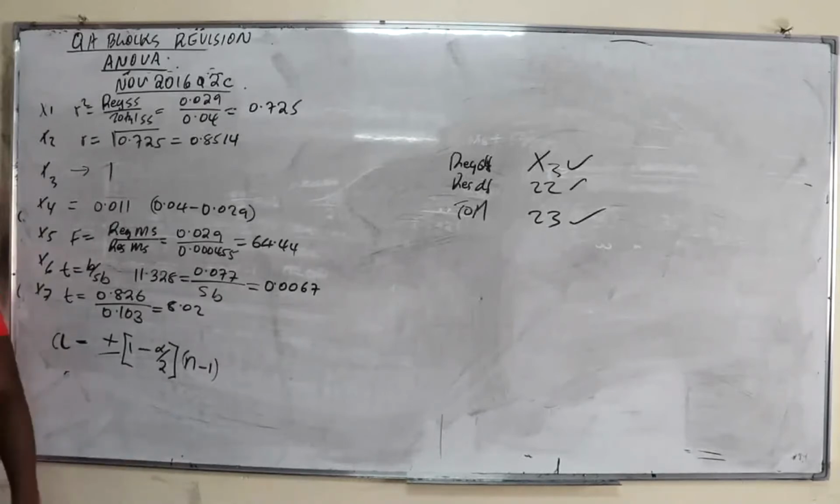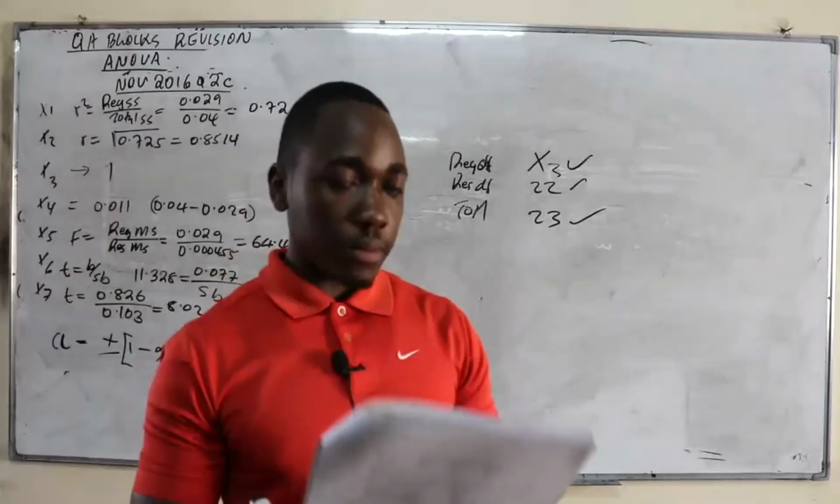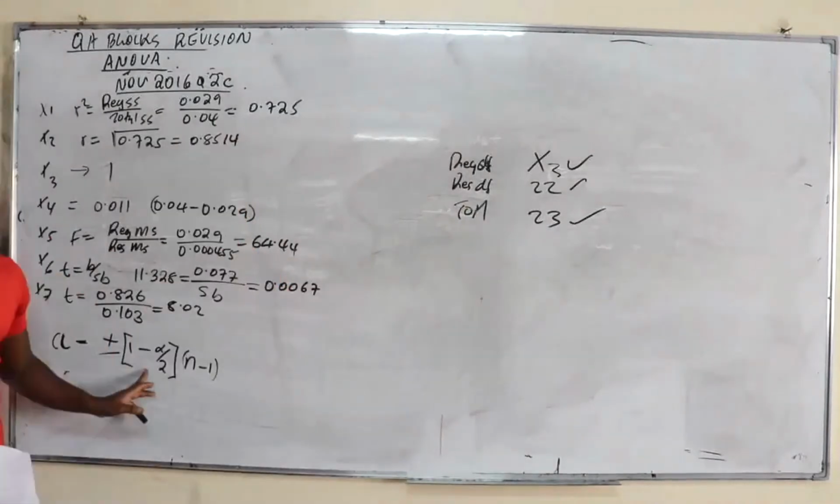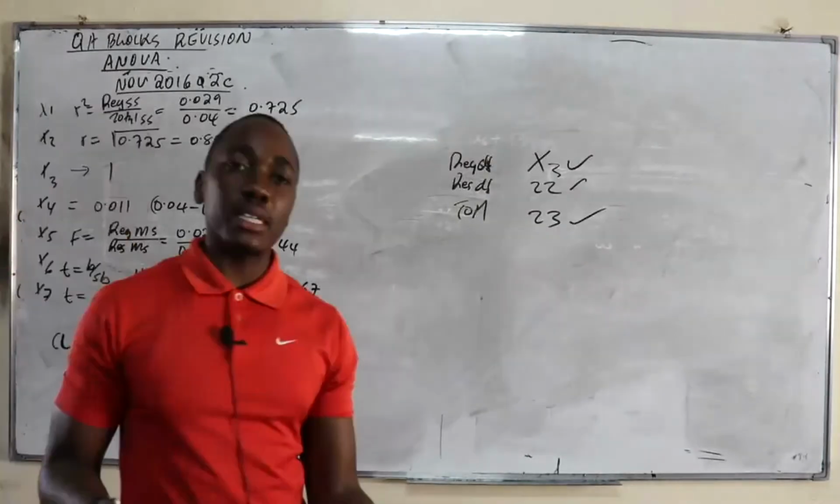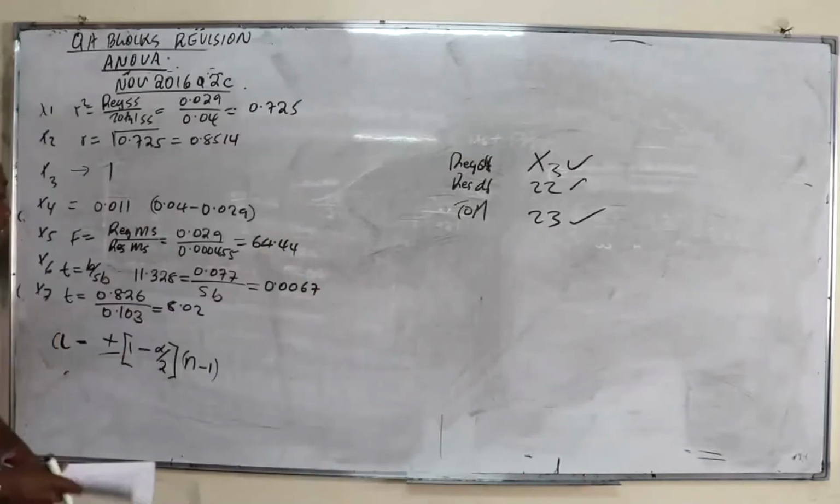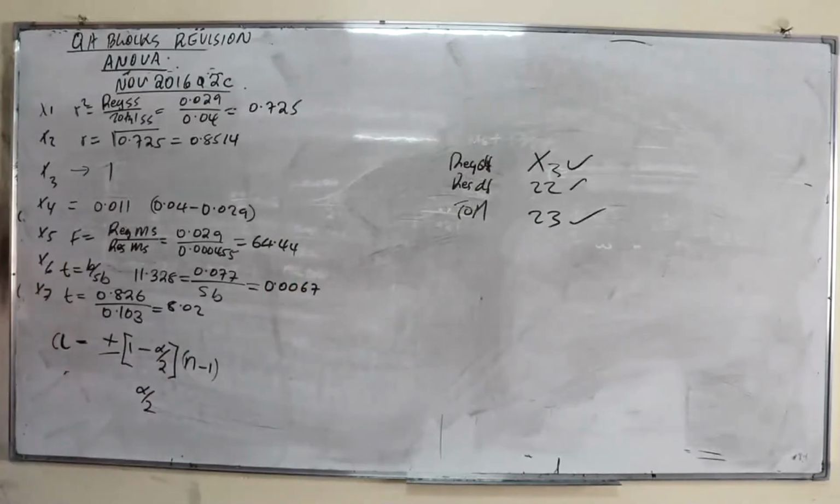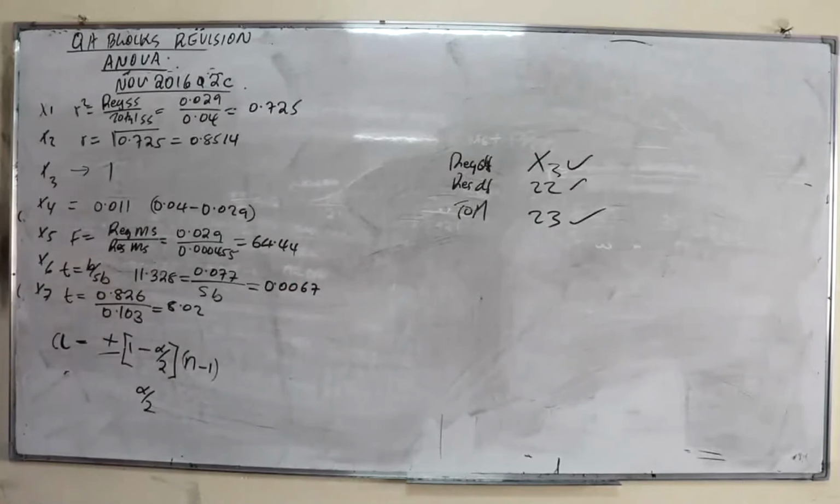Let's go where you have the T table. If you are to get 95%, this is what I'm trying to use, which is the same. If you're given a confidence level of 95%, that means the significance level is how much? 5. Instead of taking 1 minus alpha over 2, you can also take alpha over 2. Then n minus 1, not n minus k. N minus k is when you are getting the t calculated. N minus 1 is when you are getting the confidence level.